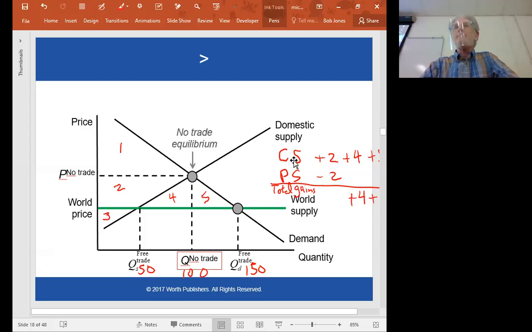So what do we see? Consumers gained 2, 4, and 5. Producers lose 2. So if you put all those gains and losses together, you see the 2's cancel out. You're left with plus 4 and plus 5. So all things taken together, the gain to society is going to be greater, or the gains from trade are going to be greater, if we allow trade with producers in other countries.